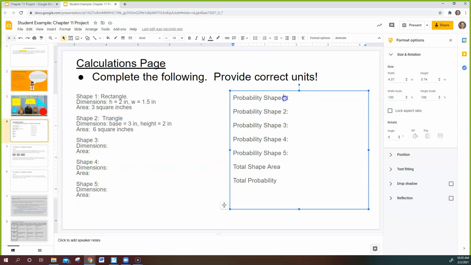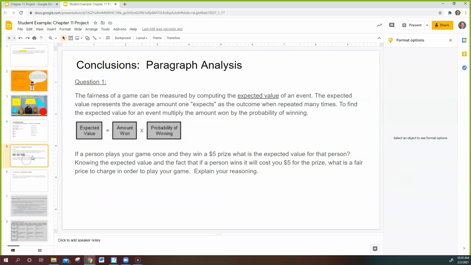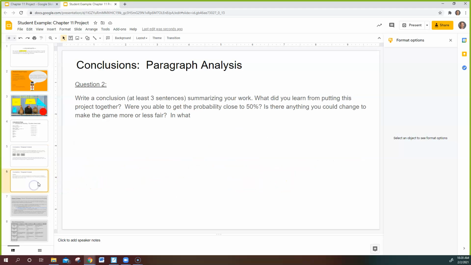And then we have to find what's the probability of just one shape compared to the whole board. What's the probability of target 2, 3, 4, and 5, and then what's the total shape area, and what's the total probability. So this is our calculations page. And then the conclusions page has you answer this question and this question. And then you're done. Okay?